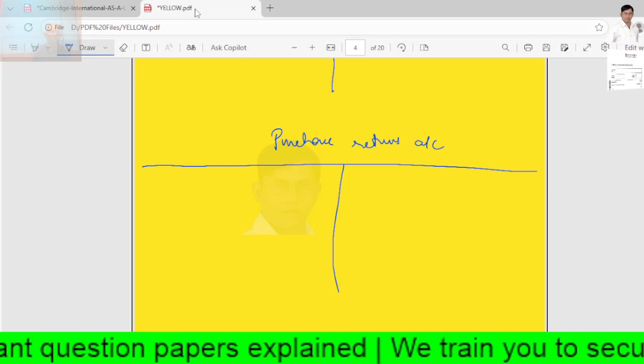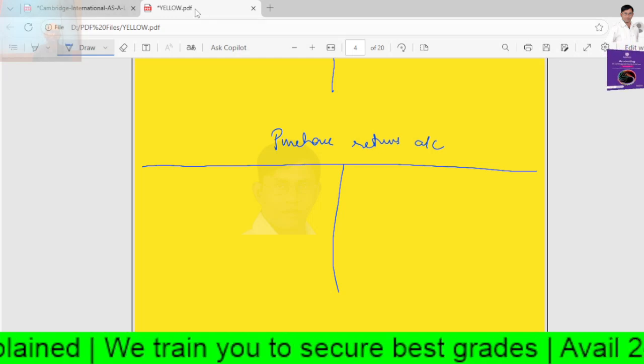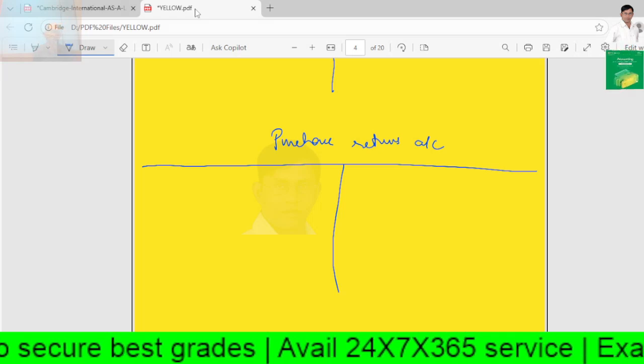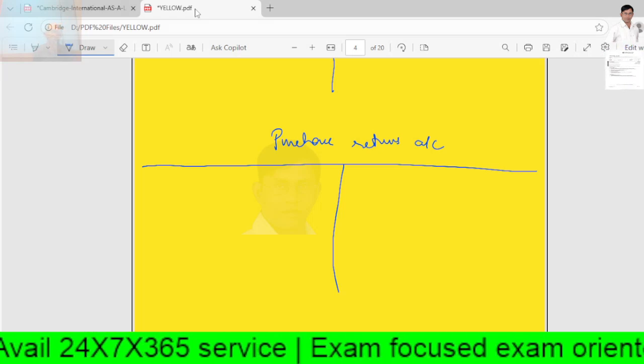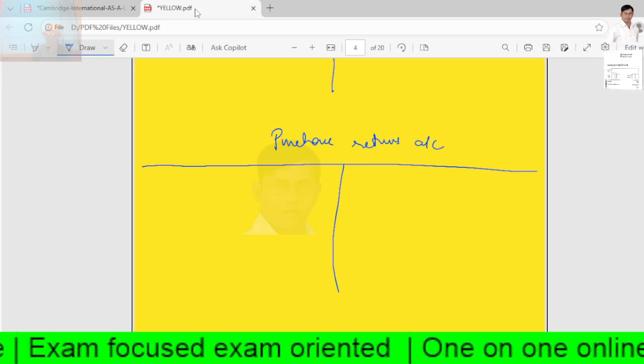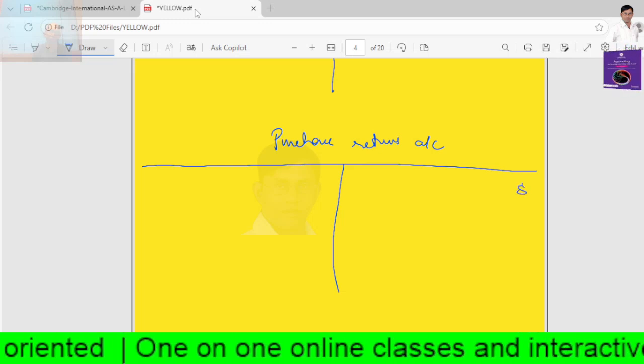So what is the value? 455. So purchase returns. Purchases is a debit, so it is always a debit balance. Purchase returns is the reverse of purchases, so it's a credit.